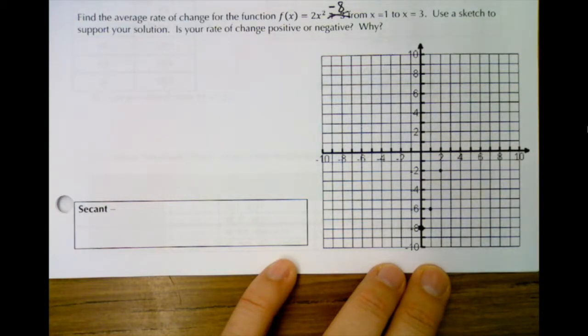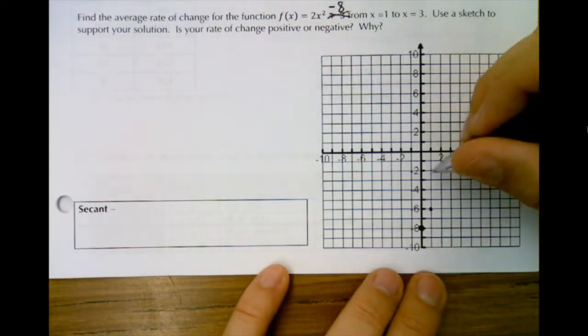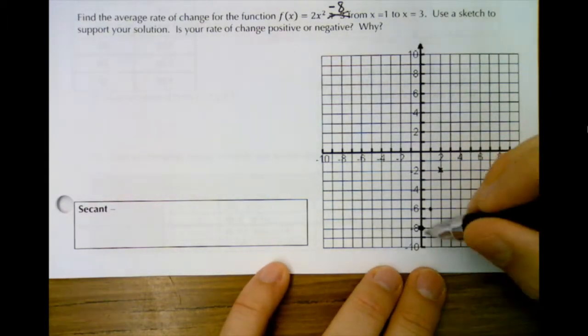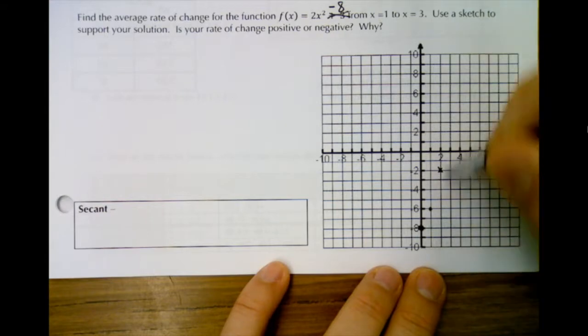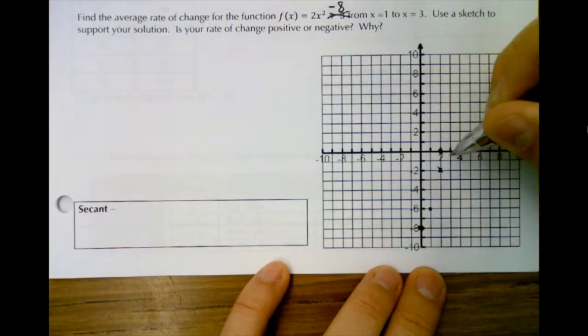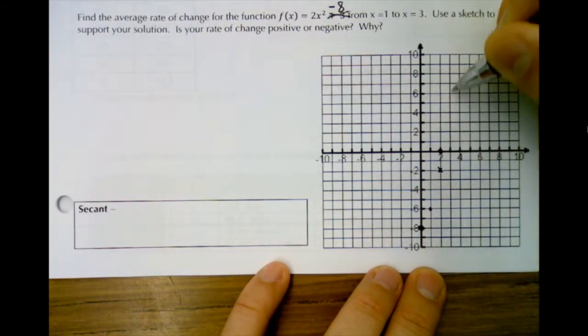And then, nope, that's not right either. Boy, I am struggling. Over 1, up 2, over 1, up 6, over 1, up 10. There we go. Now we're rolling.